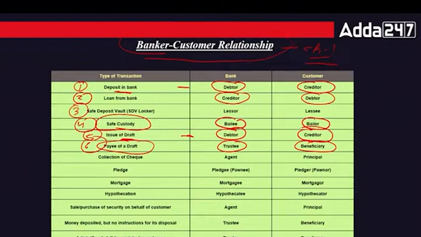So if you are having any type of doubt, then after explaining all these topics, all these relationships, we will have the question answer, right? This is our first chapter and after completing this chapter, we will have the question answer from this topic, right?